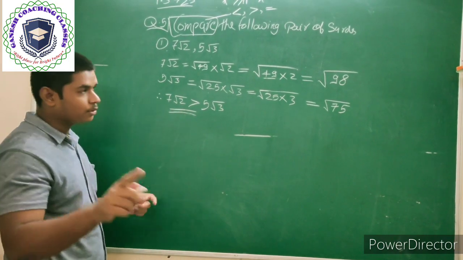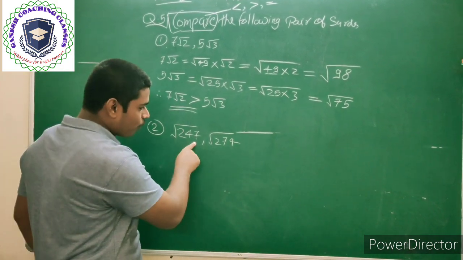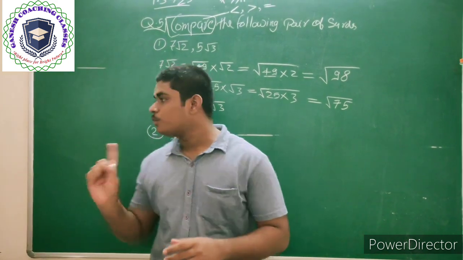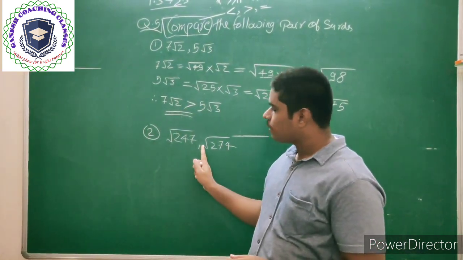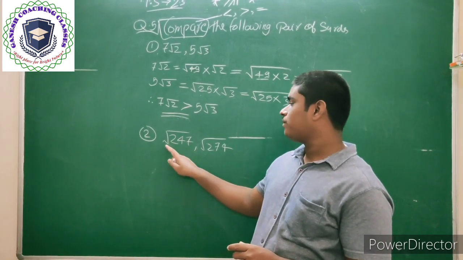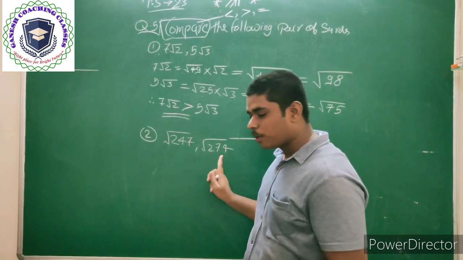Okay, let's start the second question. What is given here? Root 247 and root 274. Now there is no coefficient given here; we are getting only radicands. In the first case the radicand is 247 and in the second case the radicand is 274.